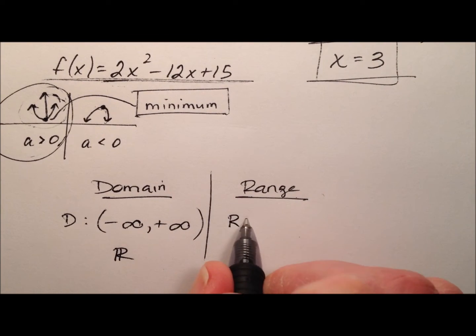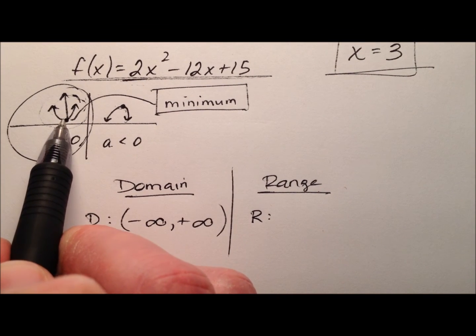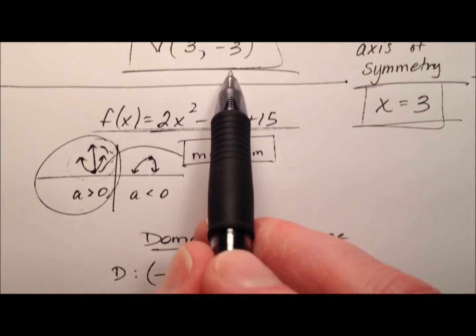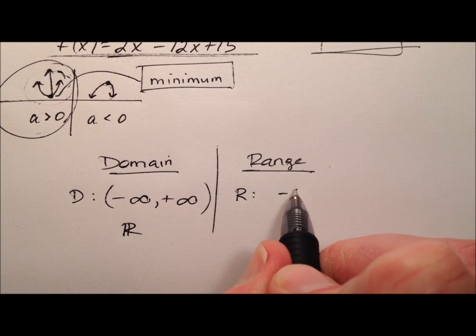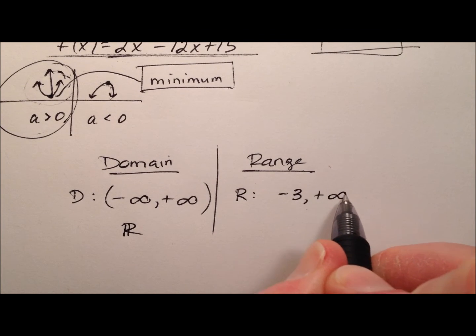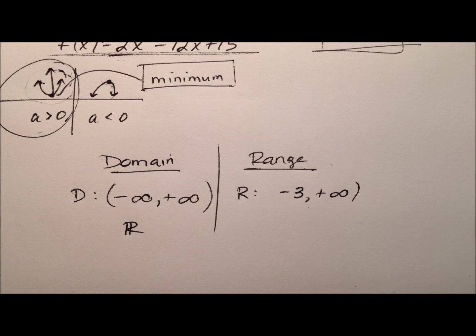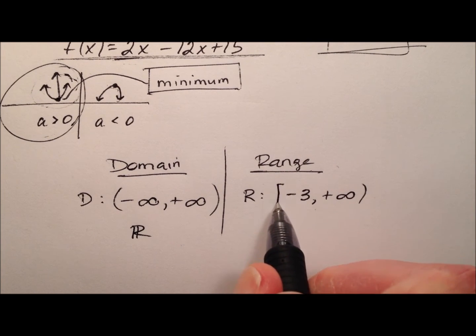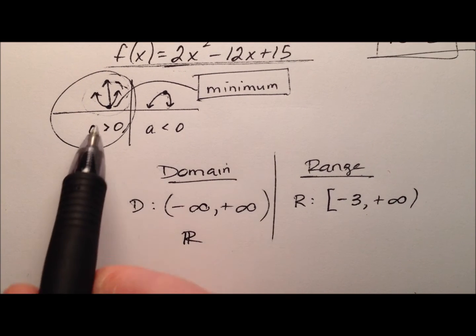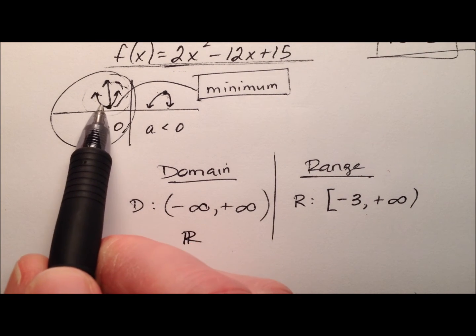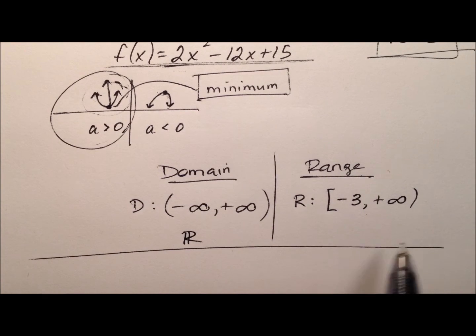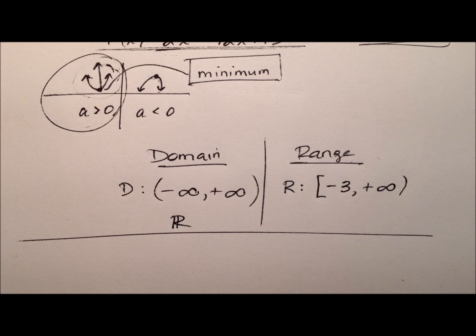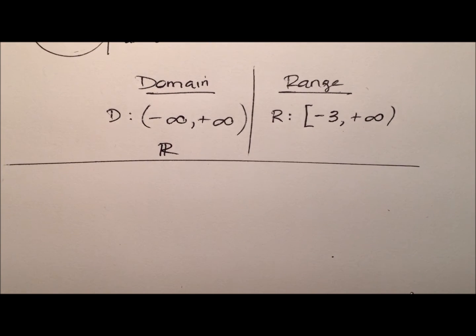So our range will be this minimum y value, which we can get from our vertex. We know it's negative 3. So it's going to be negative 3 up to positive infinity. Infinities always get parentheses. And we'll put a bracket here on this negative 3 because it is included in our range. So this vertex here is included, so we'll put a bracket right there. Okay, so we have the domain and range as well. And maybe let's look at one more thing before we take a look at the graph of this function.